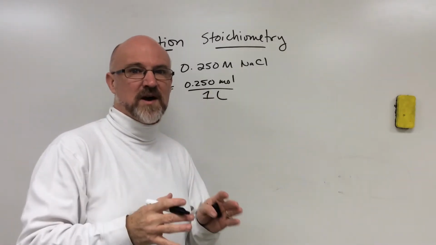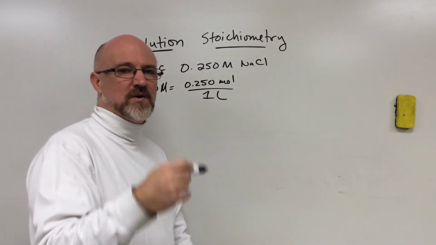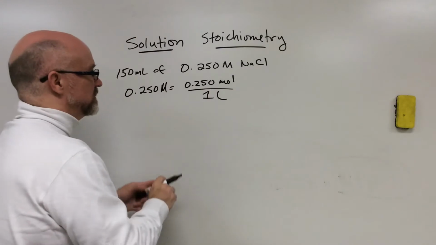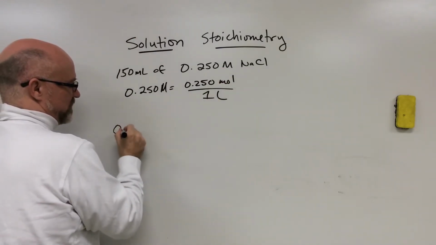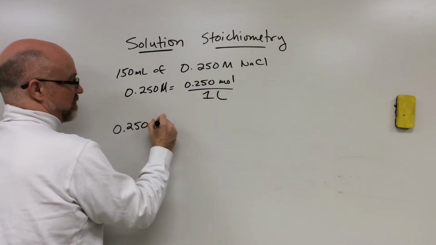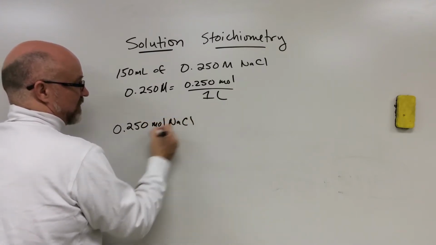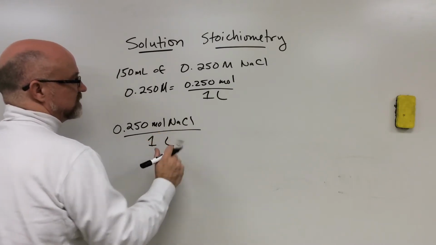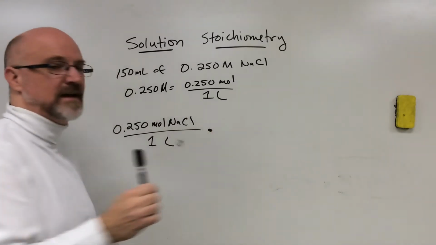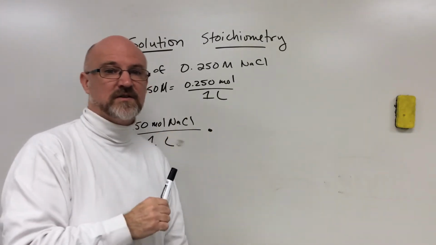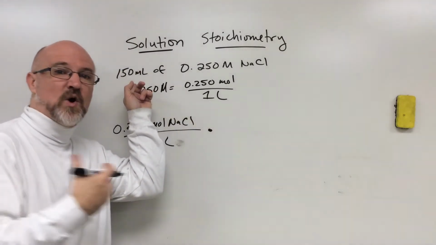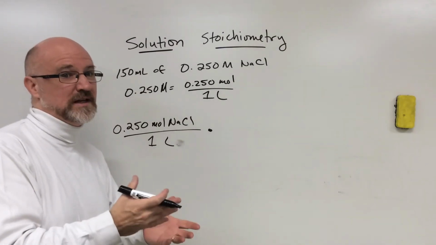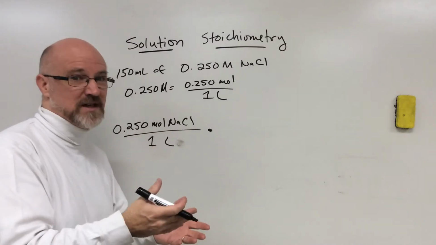Okay, so let's keep that in mind, because if we can get to moles, from moles we can get to grams. So that's the thinking process here. So starting with the concentration, 0.250 moles of NaCl for every 1 liter of a solution. I only want to make 150 milliliters, not a whole liter. So I need to know how many moles, or what fraction of a mole, I need, so then I can go and figure out how many grams that is.